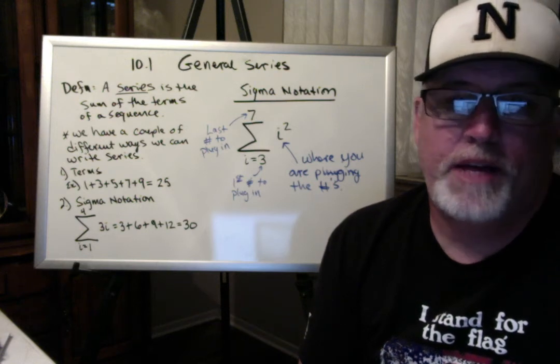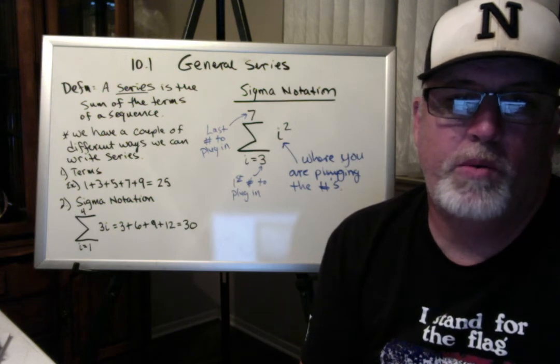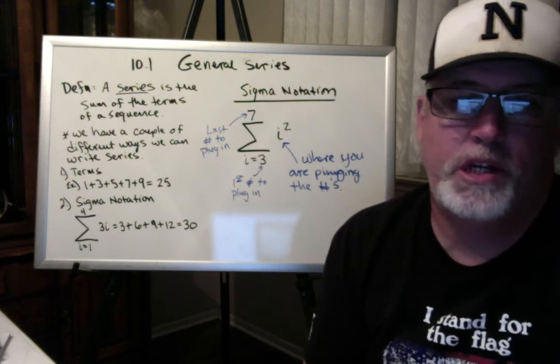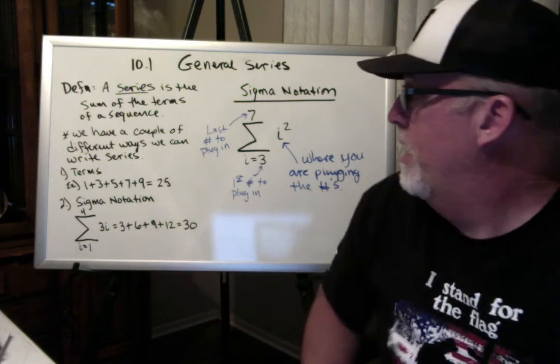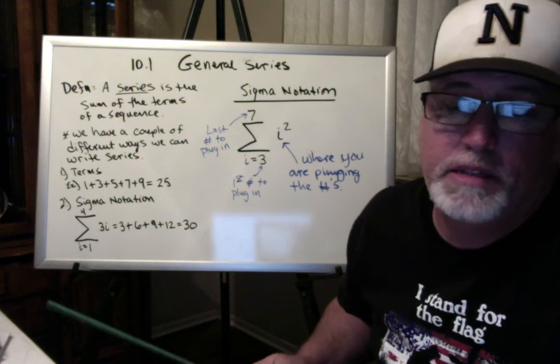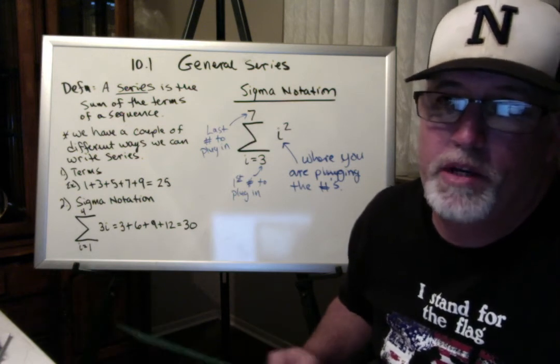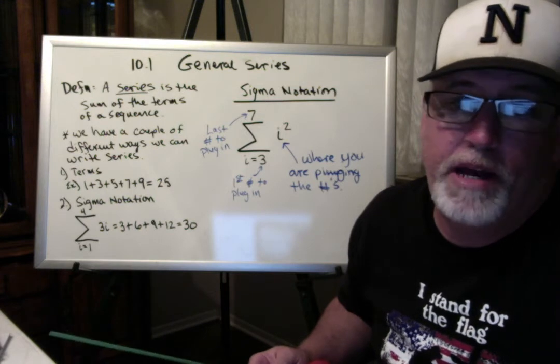Today we're going to start Chapter 10 for our book, and the beginning of Chapter 10, 10.1, talks about series in general. So I have a definition up here. A series is the sum of the terms of a sequence. So you guys studied sequences in a prior class. So a sequence is just a string of numbers that have some sort of pattern in between them.